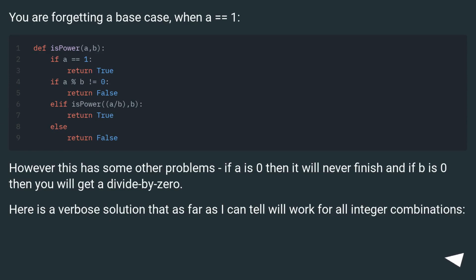You are forgetting a base case, when a equals 1. However, this has some other problems. If a is 0, then it will never finish, and if b is 0, then you will get a divide by 0. Here is a verbose solution that, as far as I can tell, will work for all integer combinations.